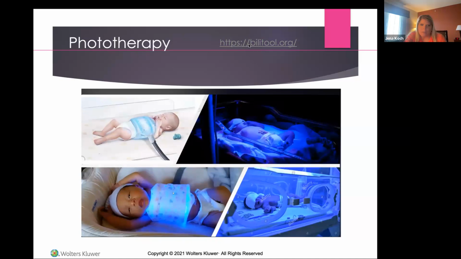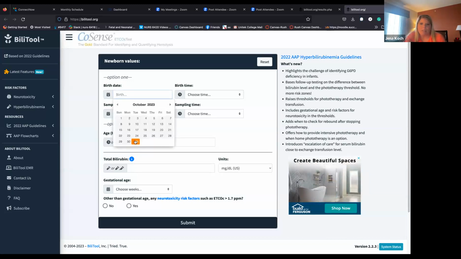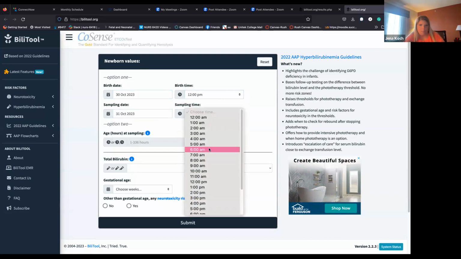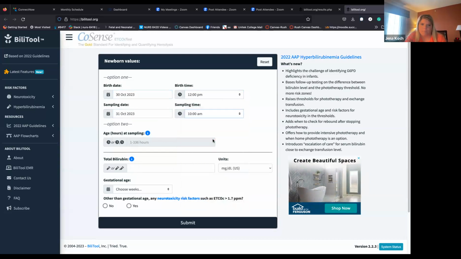So I'm going to take you to, can you see the Billy tool that I pulled up? Yeah. So this is something that's used in assessing whether or not to start phototherapy. Let's say we're taking care of a patient that was born yesterday at noon. And today, we'll say we just drew this specimen now. Let's say the bilirubin was 7, and this is a term kiddo, we'll say 38 weeks, and there's no other neurotoxicity risk factors.